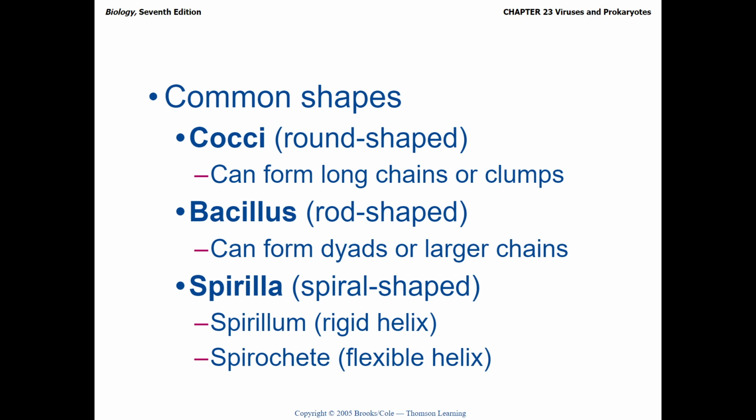Bacillus are rod-shaped bacteria that can pair up in twos or even larger chains. And Spirilla are spiral-shaped. A spirillum is a rigid short helix, whereas a spirochete is a much longer rod-shaped flexible helix.